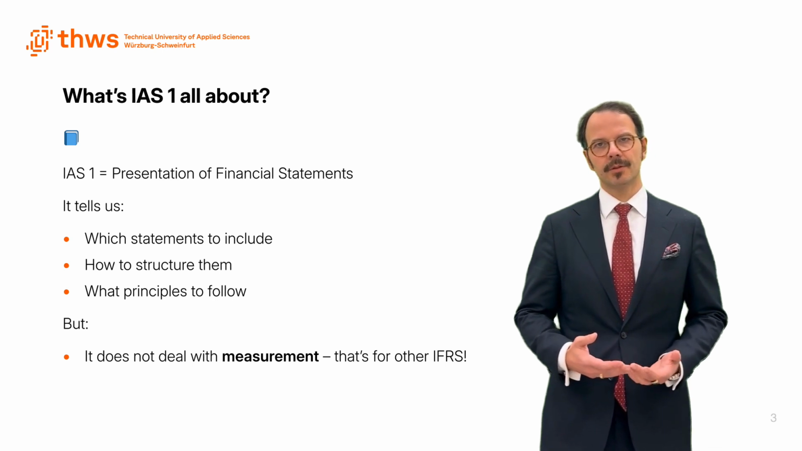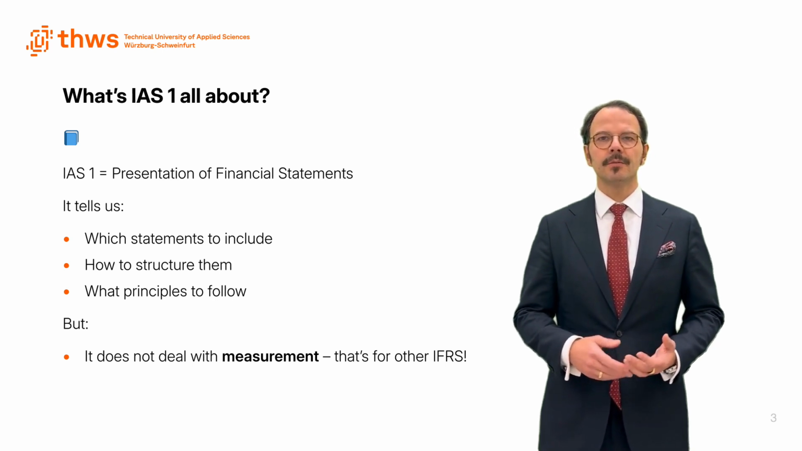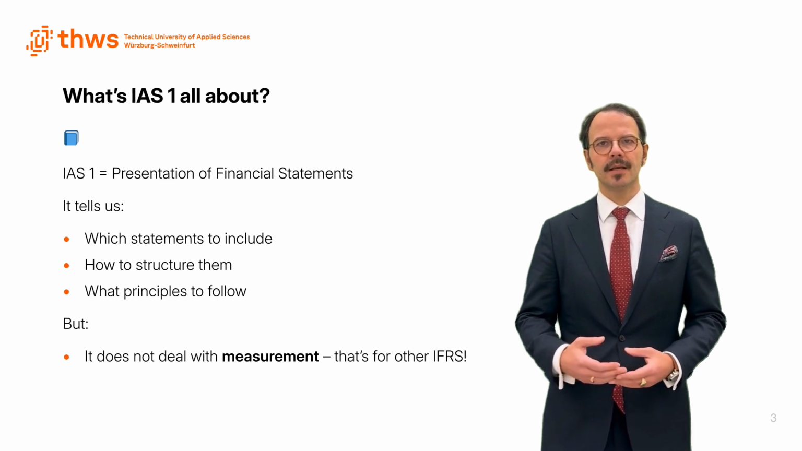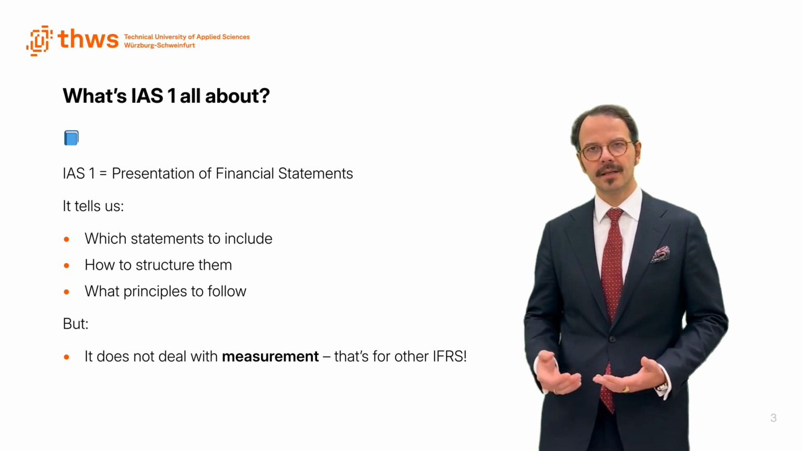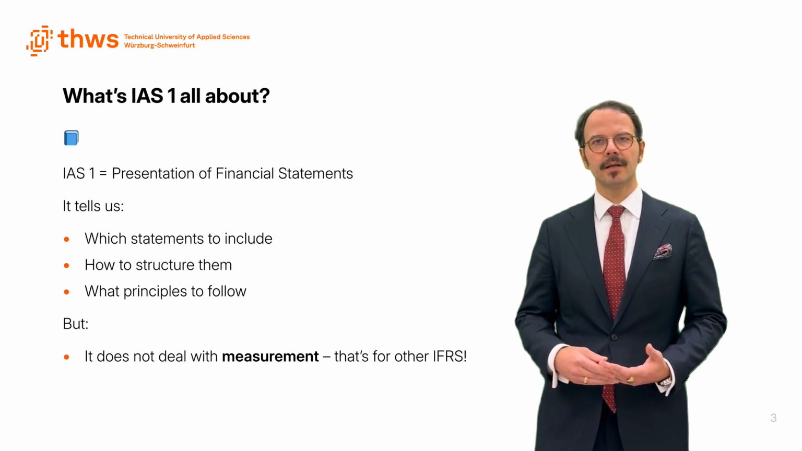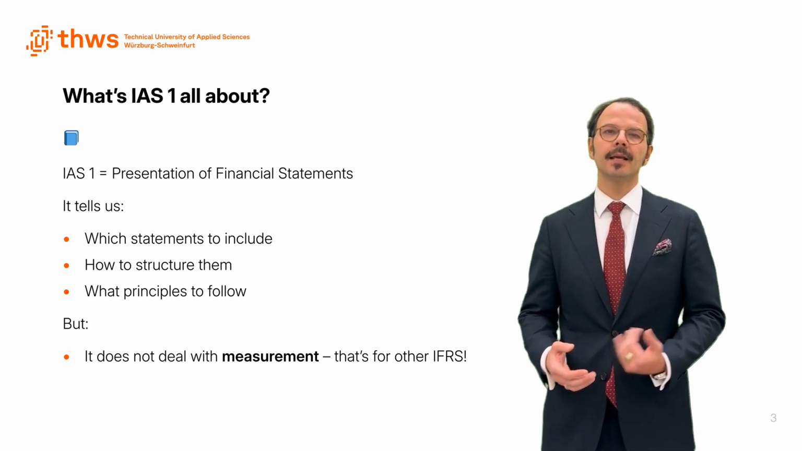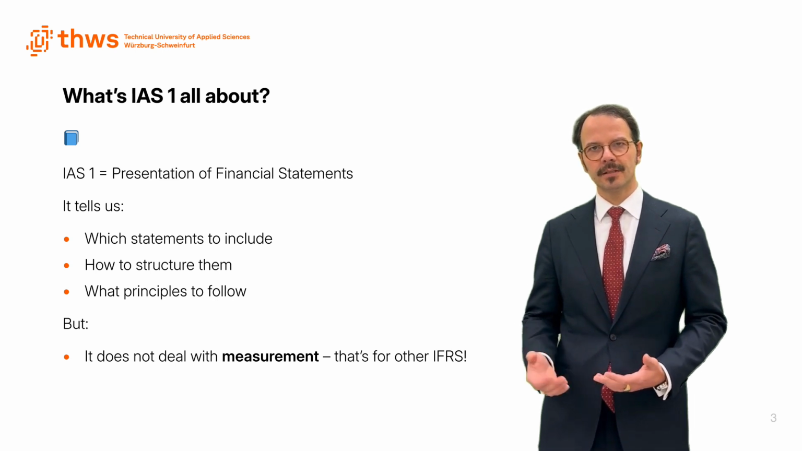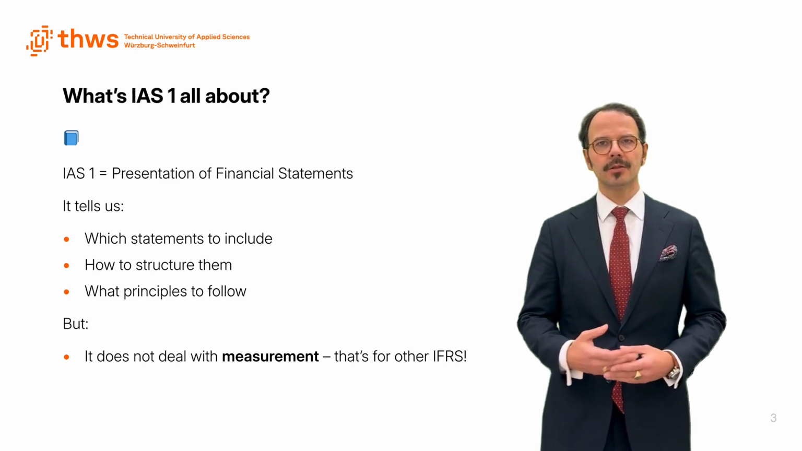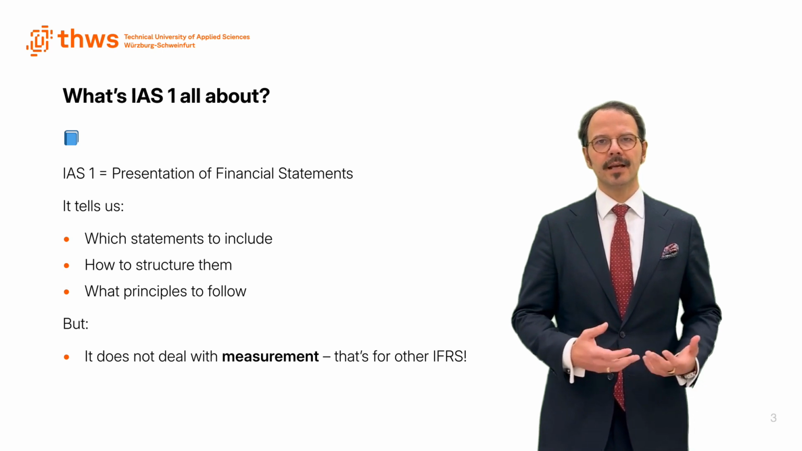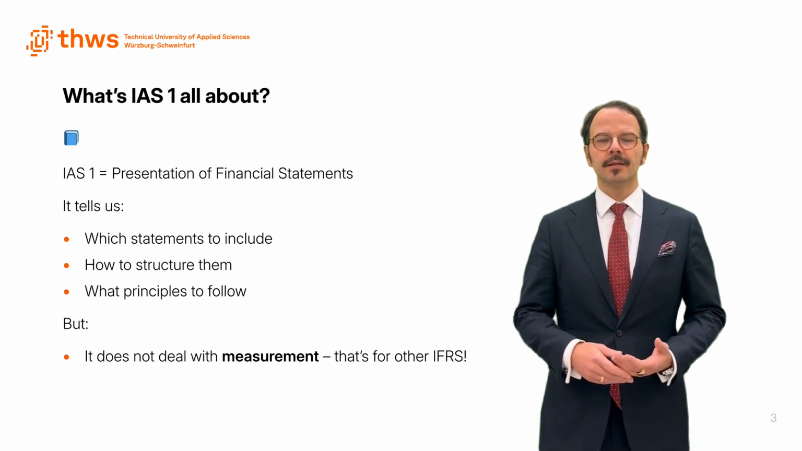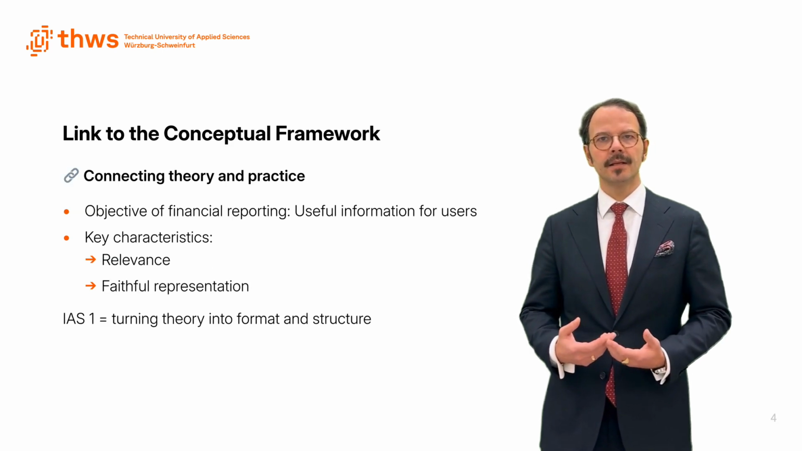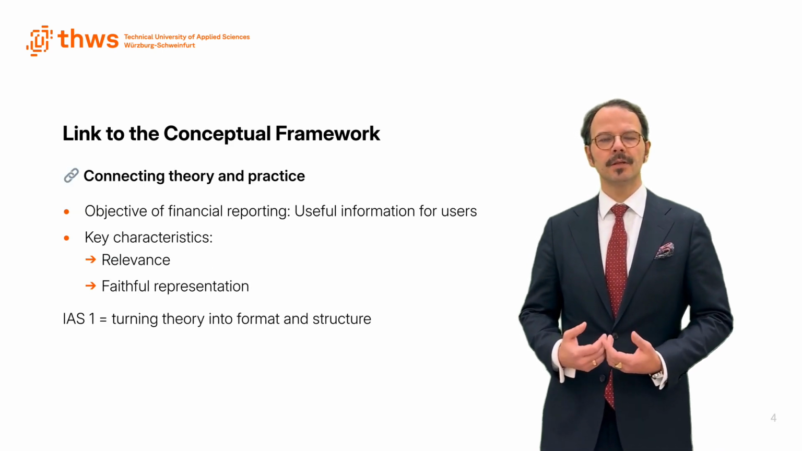IAS 1 doesn't deal with measurement. It won't tell you how to value inventory or calculate fair value for a financial instrument. That's the job of other standards like IAS 2 or IFRS 9. Instead, IAS 1 is the architect. It defines the blueprint, the scaffolding that holds everything together. It ensures the numbers from all those other standards are actually presented in a way that users can understand, analyze, and compare.